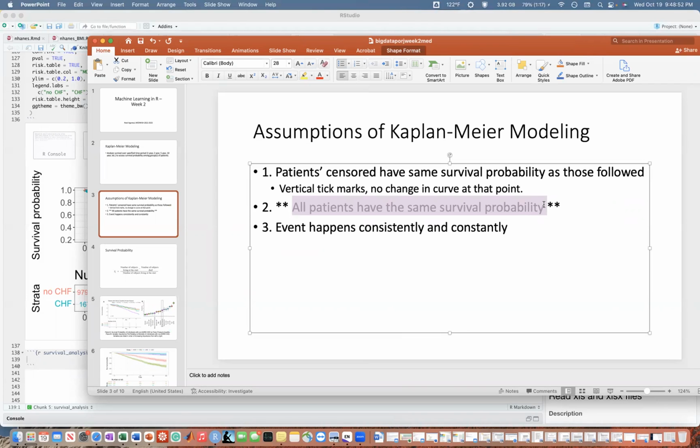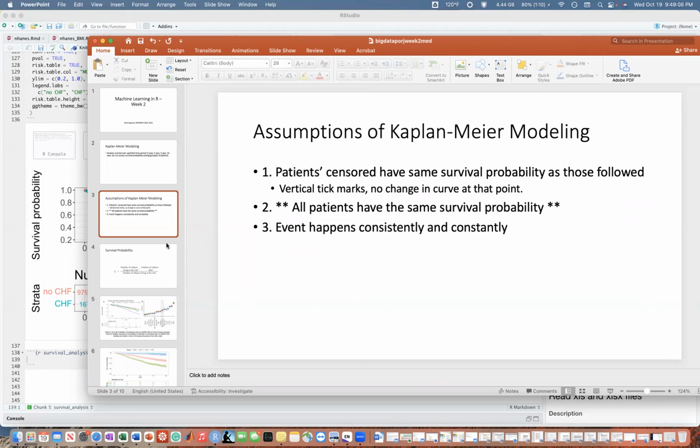So most often this holds true, except when it doesn't, and I'll actually get into when it doesn't. And then a really interesting thing is the event happens consistently, as in, every time you take medication, if you're going to die, you're going to die. It's not going to be selective.